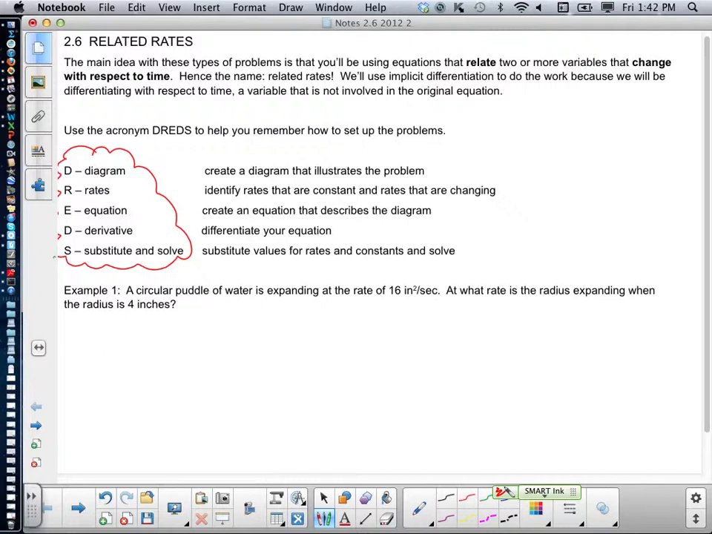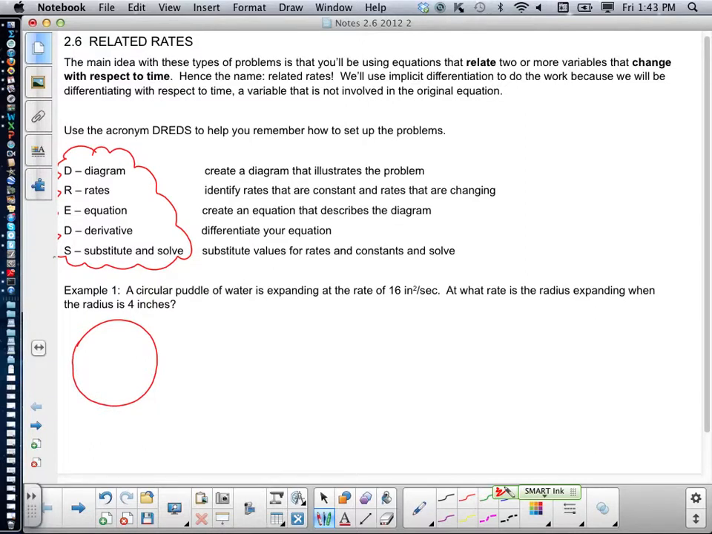So as we observed before, if the area of the circle is expanding at a constant rate, the radius is probably speeding up or slowing down. Which is it, Ian? This is your chapter. Yes, it's slowing down. Okay, so in any event, we agree that the rate of the radius changing is changing, okay? All right, so we have a circular puddle, so we'll start with D for diagram.